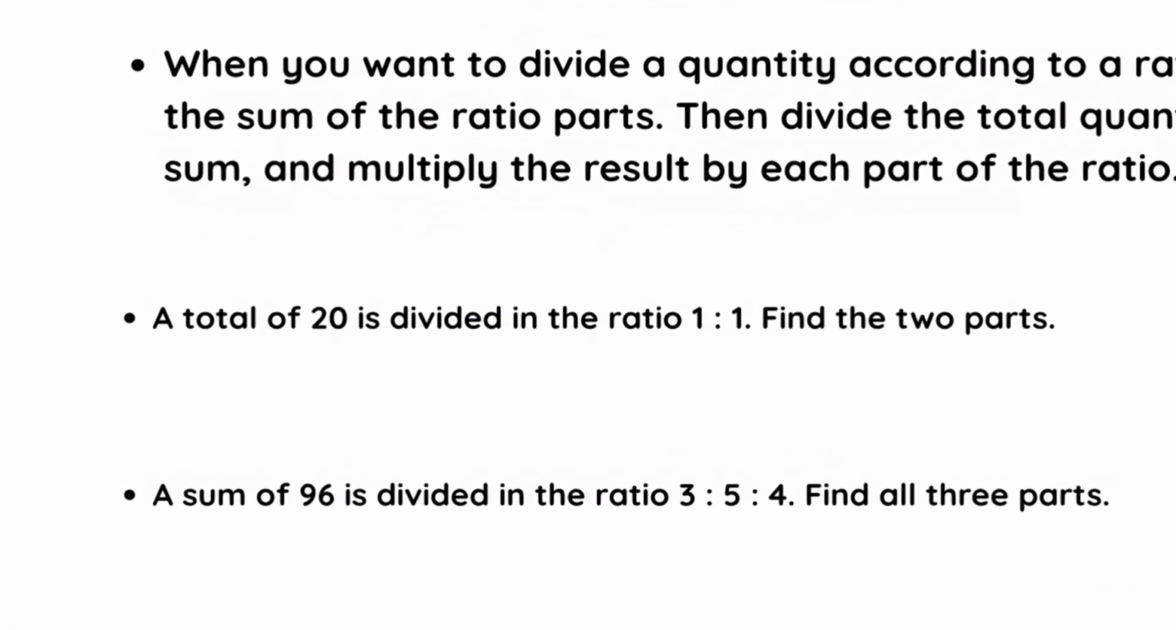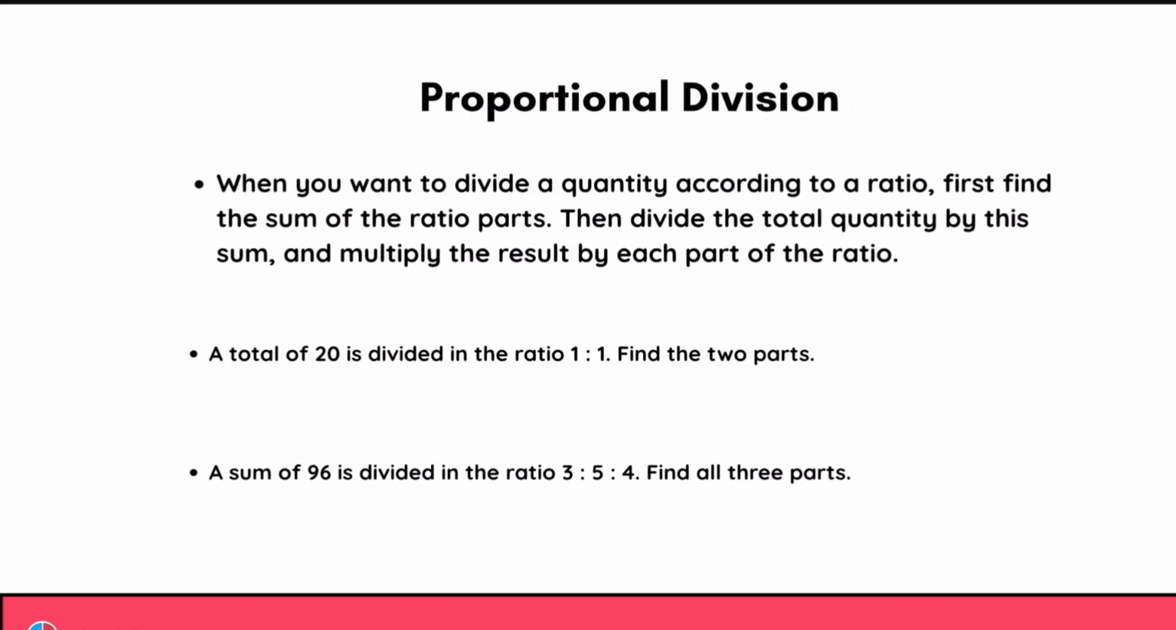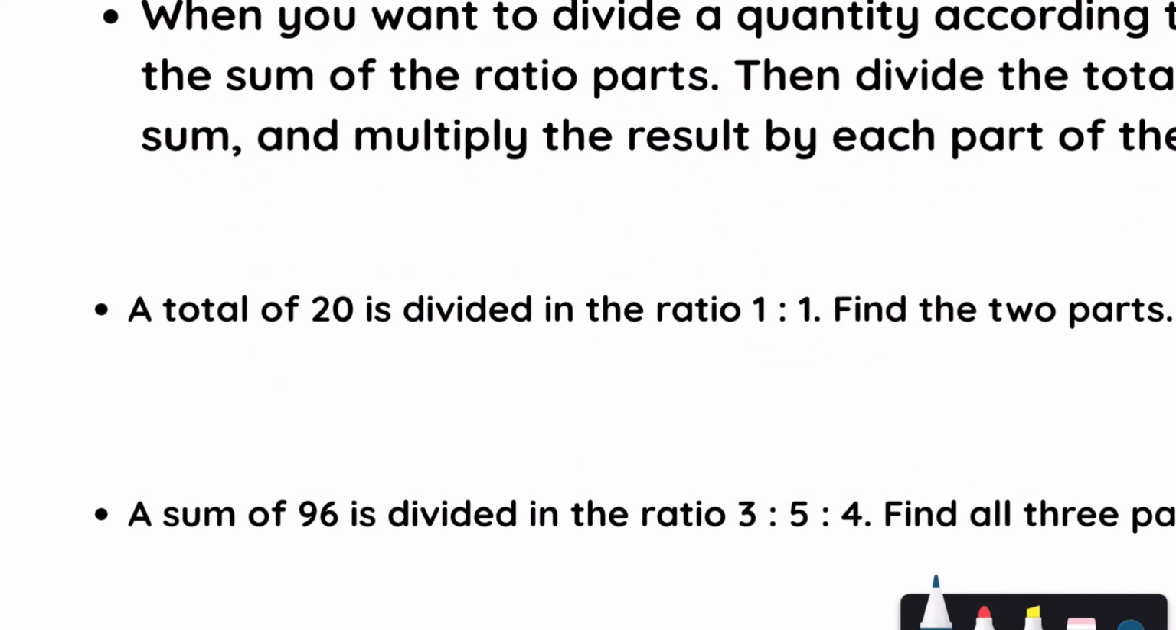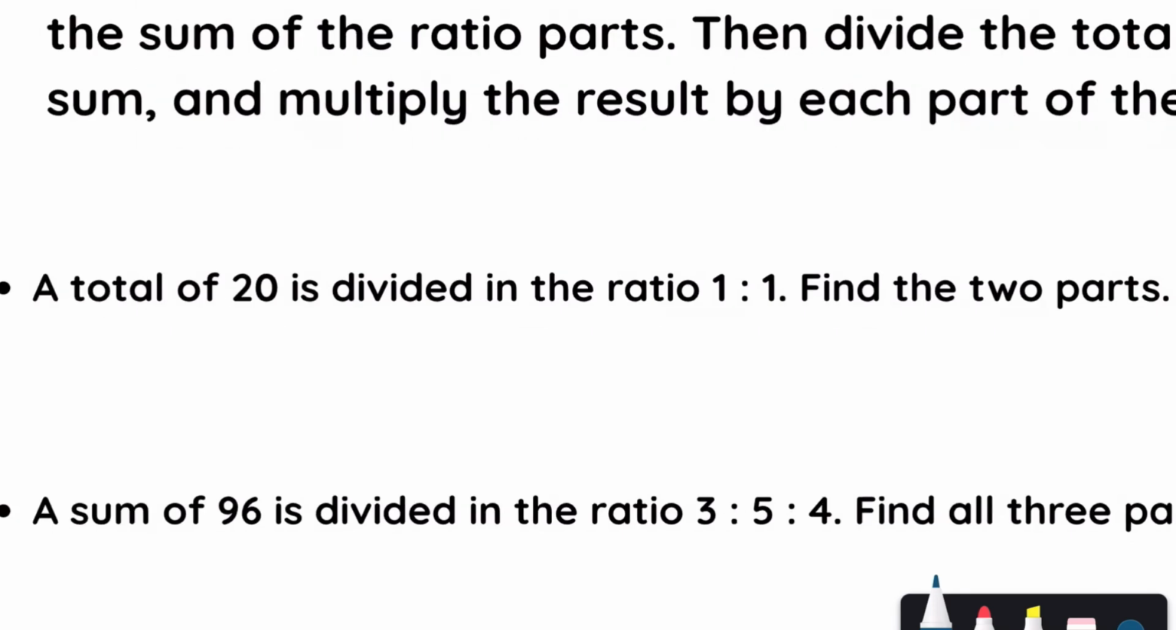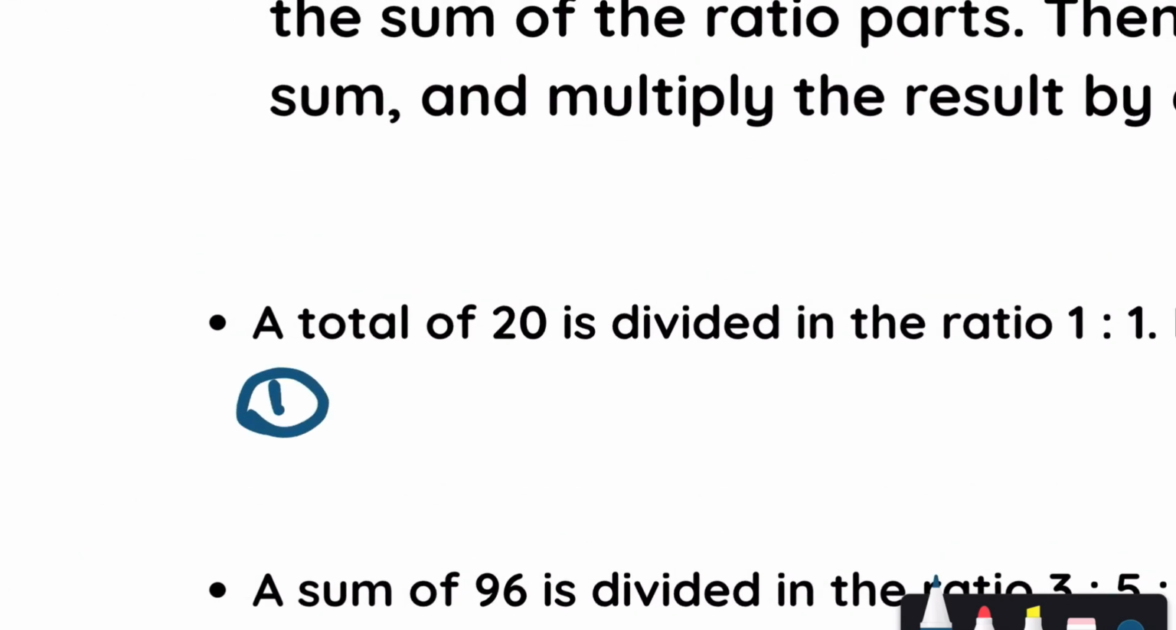So it says that if we have a total amount, and I need to separate or divide this amount to a ratio, how can I do that? And how can I know that the results are equal and the results are fair? So for that, take a look at this. A total of 20 is divided in the ratio 1 to 1. Find the two parts. Firstly, sum the denominator and the numerator.